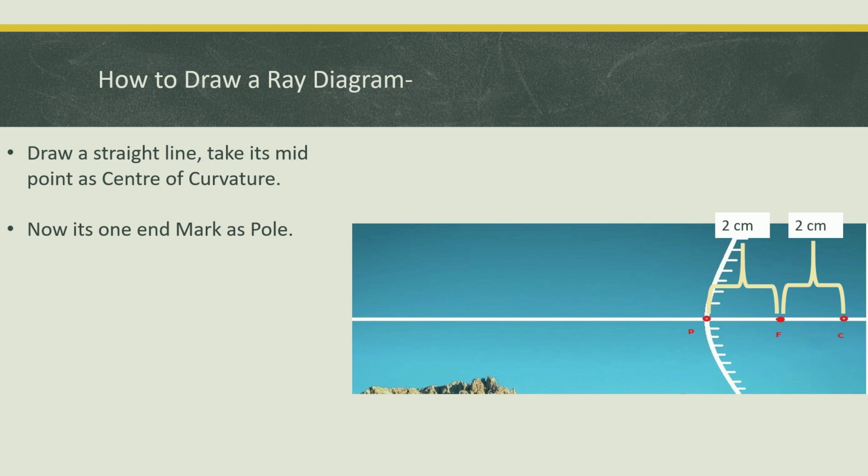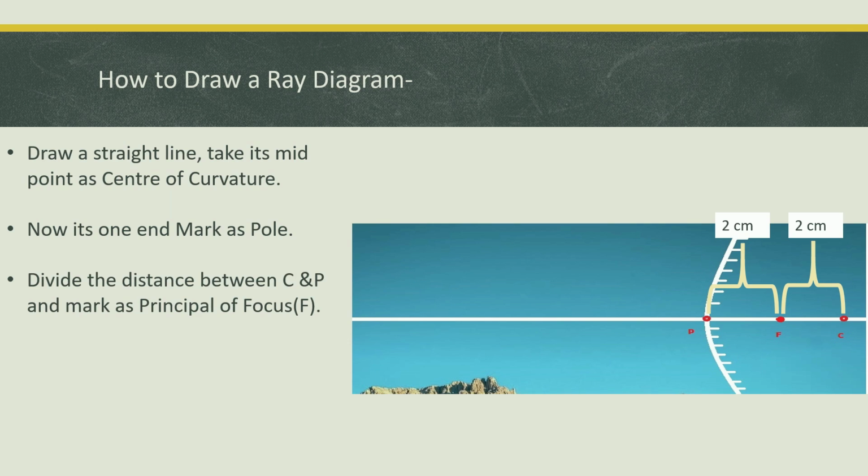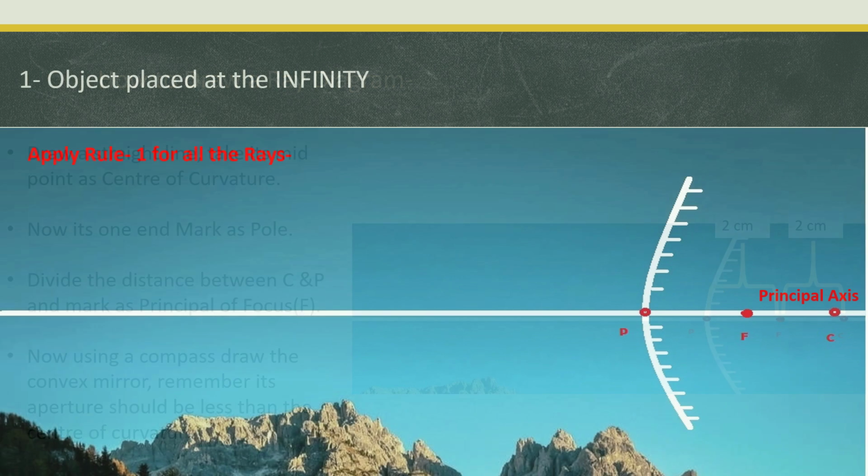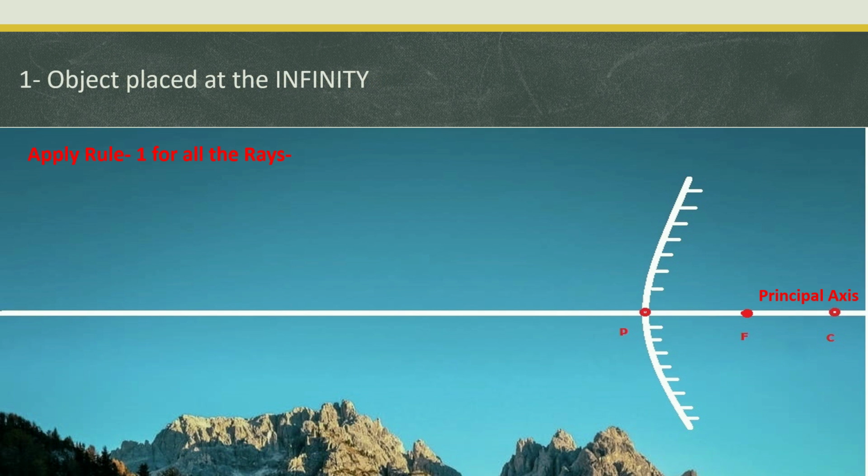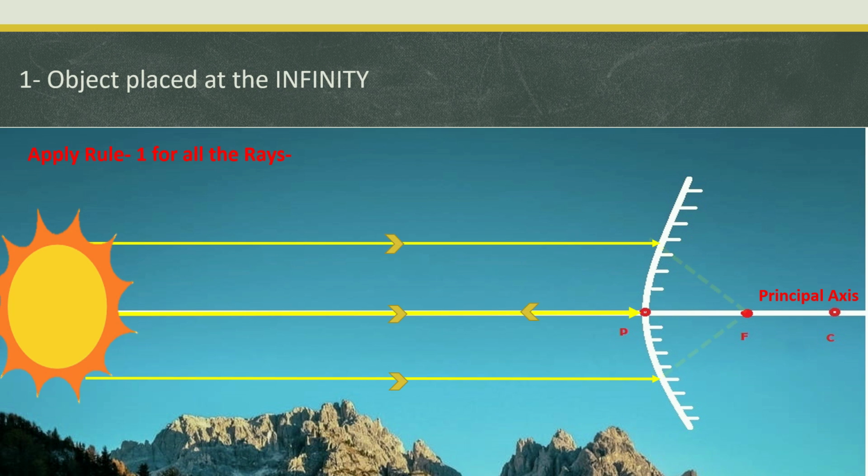Now, use your protractor to draw your mirror. Remember, its aperture should be smaller than the radius of curvature. Now you're good to go. Condition number 1. If the object is placed at infinity. In such a condition, all the incident rays are parallel to the principal axis, and after reflection they diverge or scatter in all the directions.